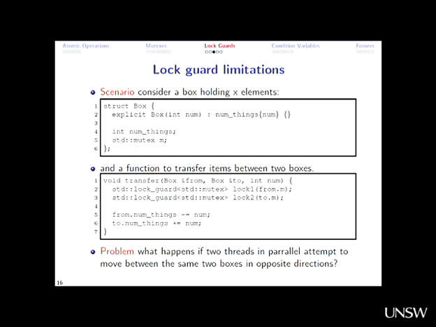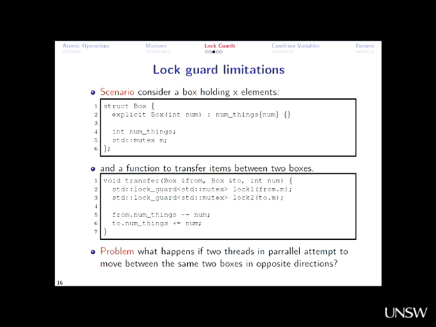Now, here's a problem. What happens if two threads in parallel attempt to move between the same two boxes in opposite directions? So I've got box A, box B. I say transfer 10 items from box A to box B. If it's exactly in parallel on a second thread, I say transfer 15 items from box B to box A. What happens? I will have a deadlock like the one I showed on Monday.